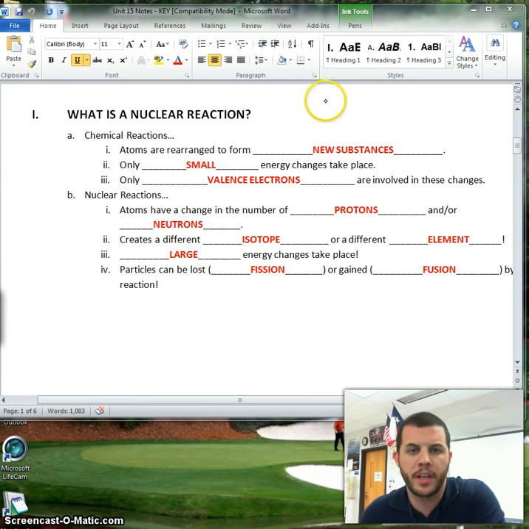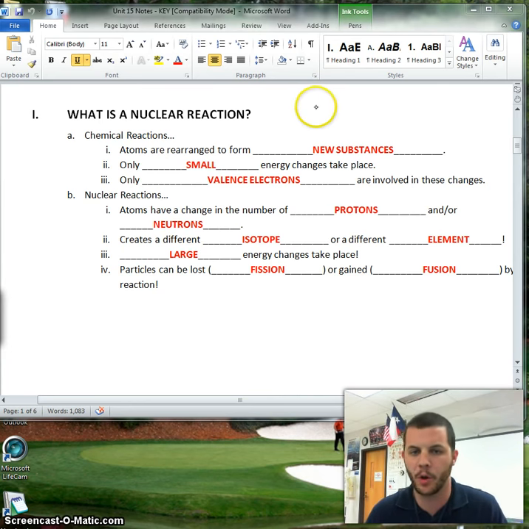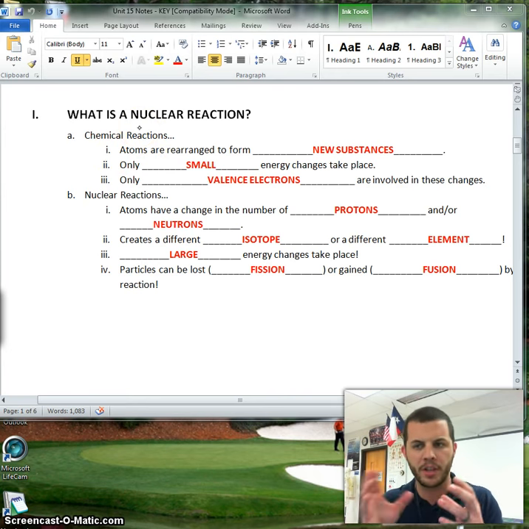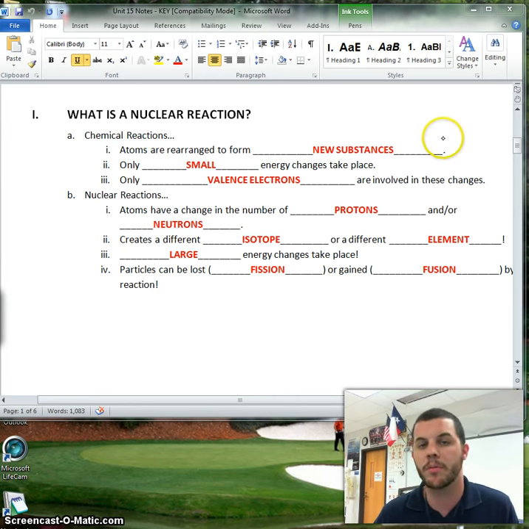Welcome to nuclear chemistry. We're going to take a look at what differentiates a nuclear reaction from a chemical reaction. So, we already know that chemical reactions are when we take atoms and molecules and rearrange them to form new substances, all right? And we learned in our thermodynamics unit that a small amount of energy is associated with those changes.